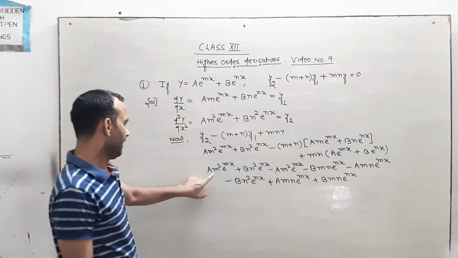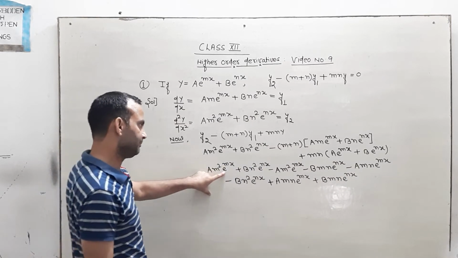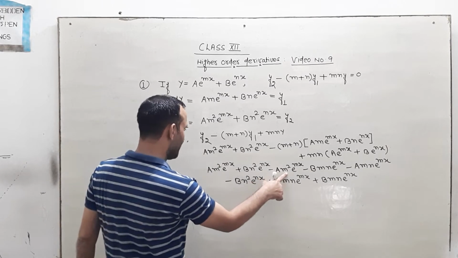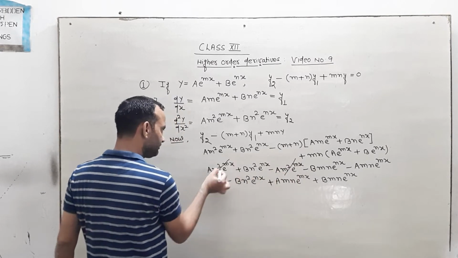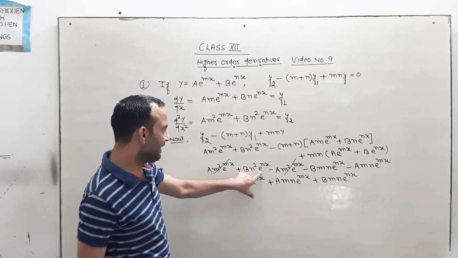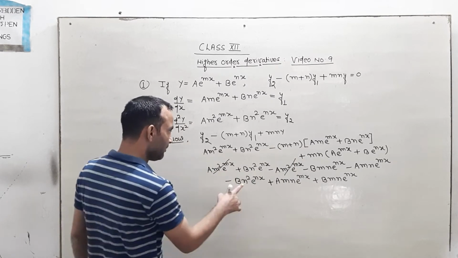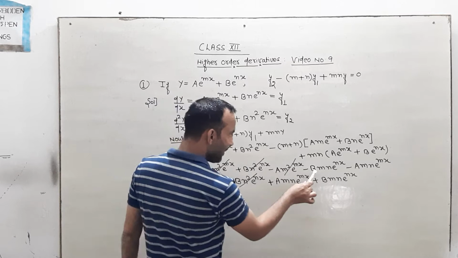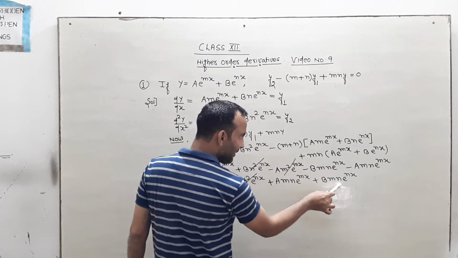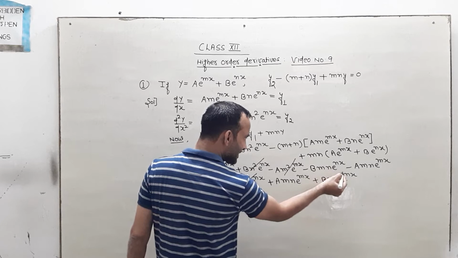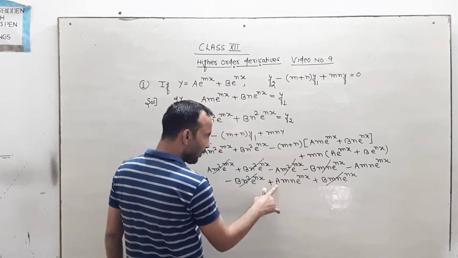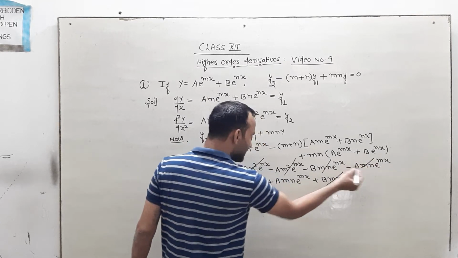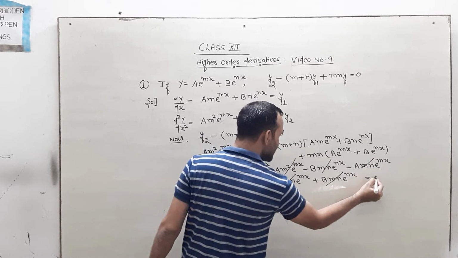Now see, a m square e raised to the power mx minus a m square e raised to the power mx cancel. b n square e raised to the power nx minus b n square e raised to the power nx cancel. Minus bmn plus bmn e raised to the power nx cancel. Positive amn minus amn e raised to the power mx cancel. We obtain 0. Hence proved.